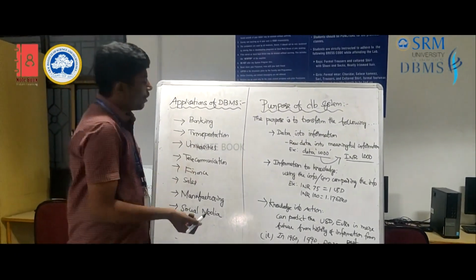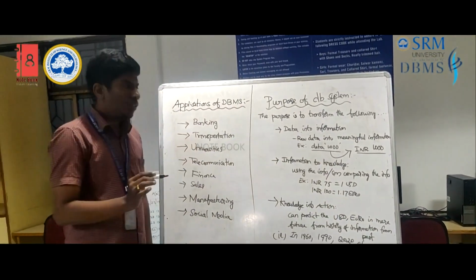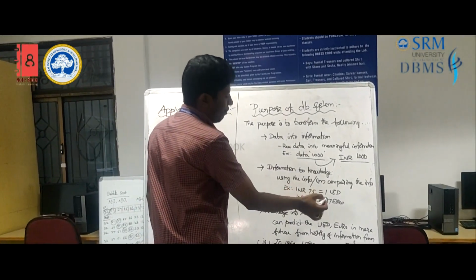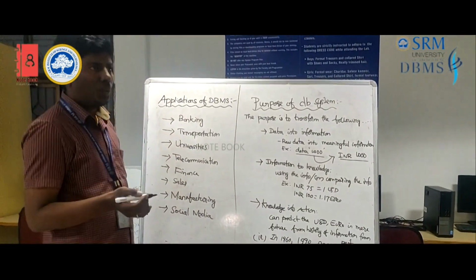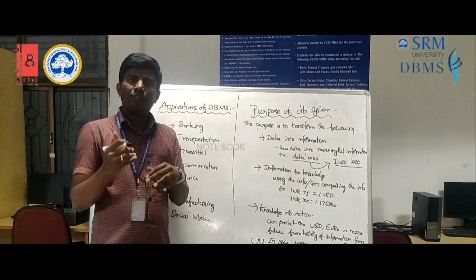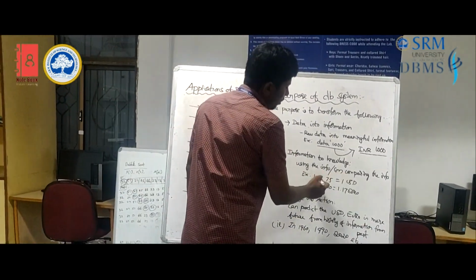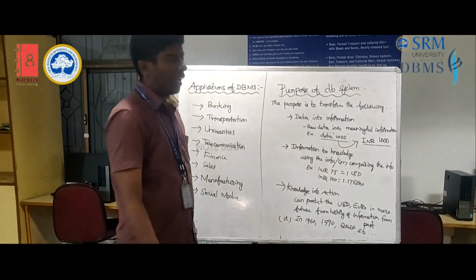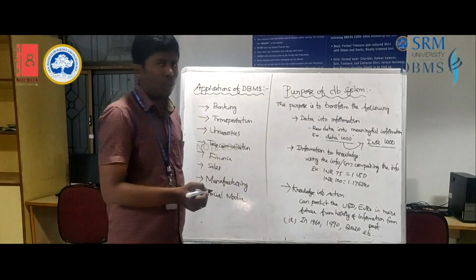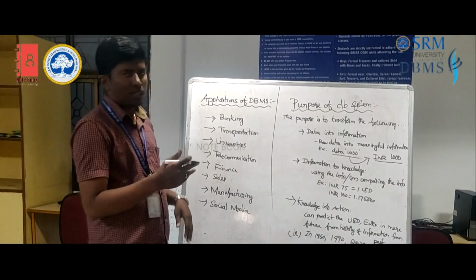Comes to the next thing, information into knowledge. Transforming the information into knowledge. See for example, given that INR 75 is equal to $1. Comparing this information with already existing information, we can conclude that INR 75 equals $1 and INR 100 equals 1.17 euro. This comparison of data and information is the transformation of information to knowledge.